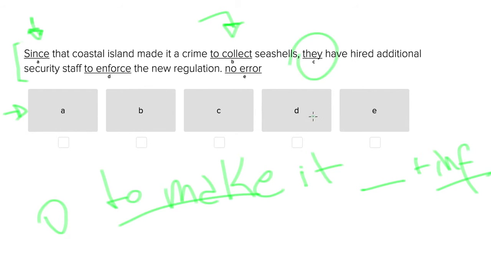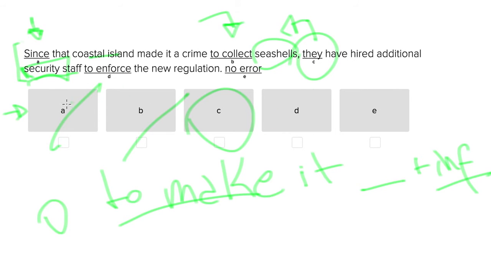Seashells, they. Well, the problem comes along with they here. So we've already scratched these two off. And that's because they isn't clear. You don't know what it is referring to. It's ambiguous. Who exactly has hired additional security staff to enforce a regulation? And what you might think is that the subject immediately preceding it has. What, the seashells have hired additional security staff to enforce a regulation? Well, no, you have to be specific. In fact, in this case, it's not even obvious who has done it. The coastal island? No, probably the leadership of the security department of the island or something of the sort. That's completely not specified in this problem.